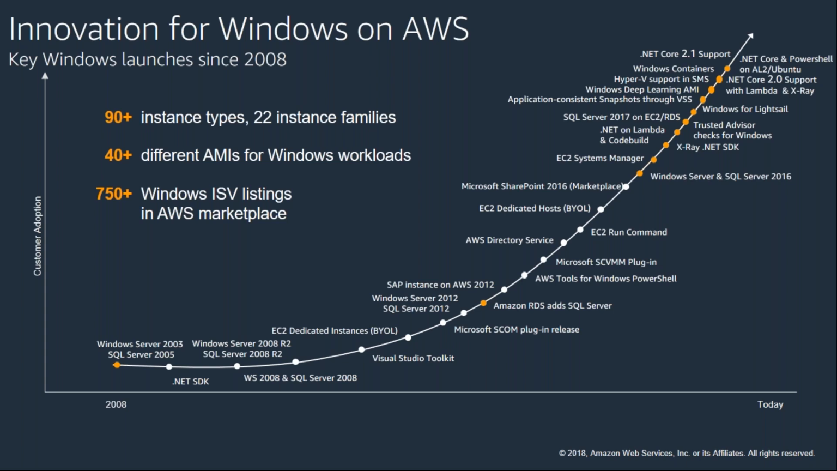For example, we released the support for .NET Core 2.0 on our Lambda function, which is our serverless technology, faster than even Azure Functions. The two engineering teams work very collaboratively to bring these great technologies to our customers.